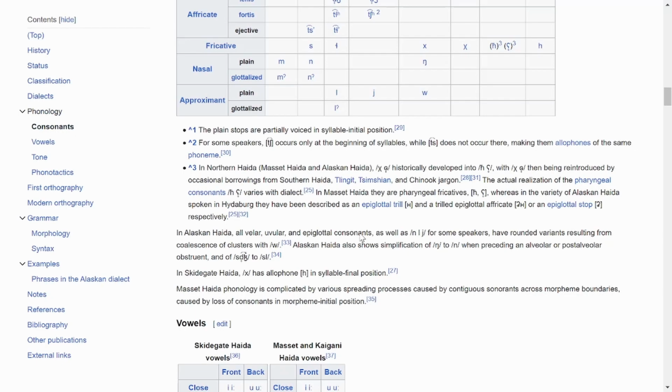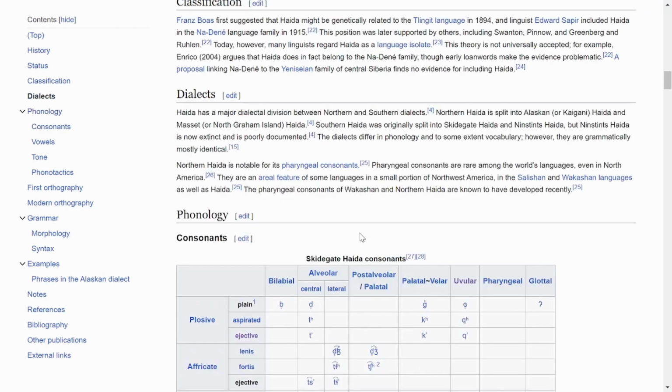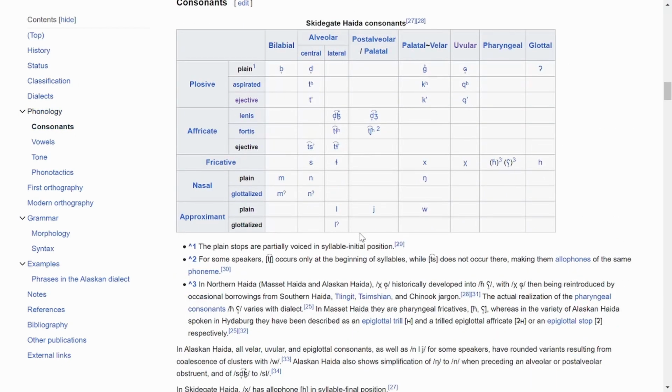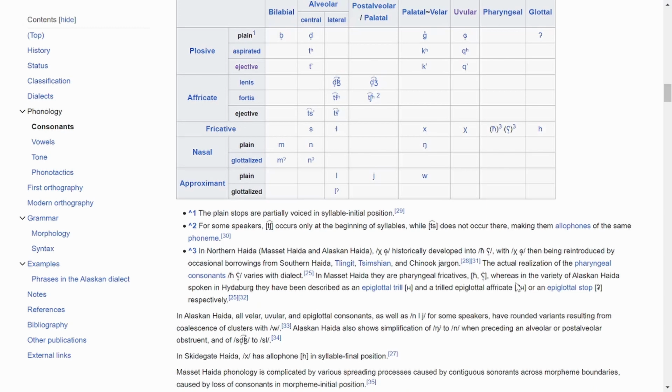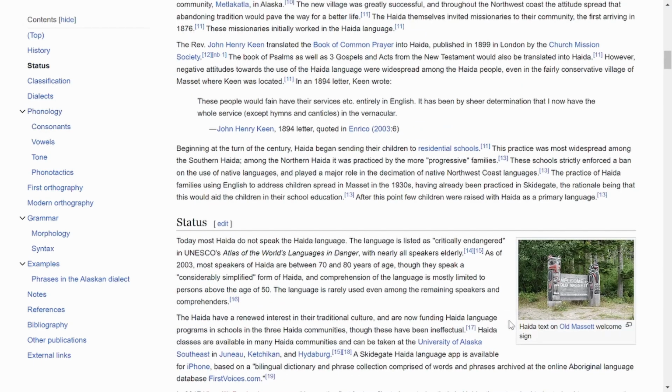The next one, another Wikipedia article, because we're going to go to Haida. Now we're going to talk about both the epiglottal ones and the epiglottal affricate. This thing here. Ooh. It only occurs as an allophone. It exists, yeah, and it's only in Haida, which is spoken in Alaska, by the way. It's spoken in the southern tip of Alaska.